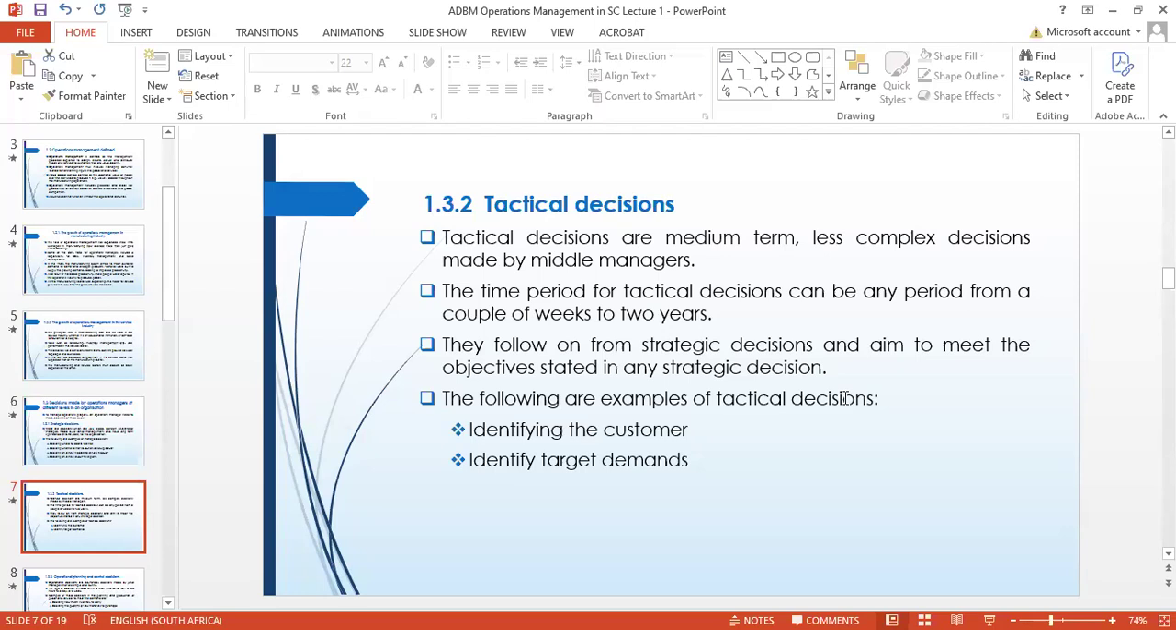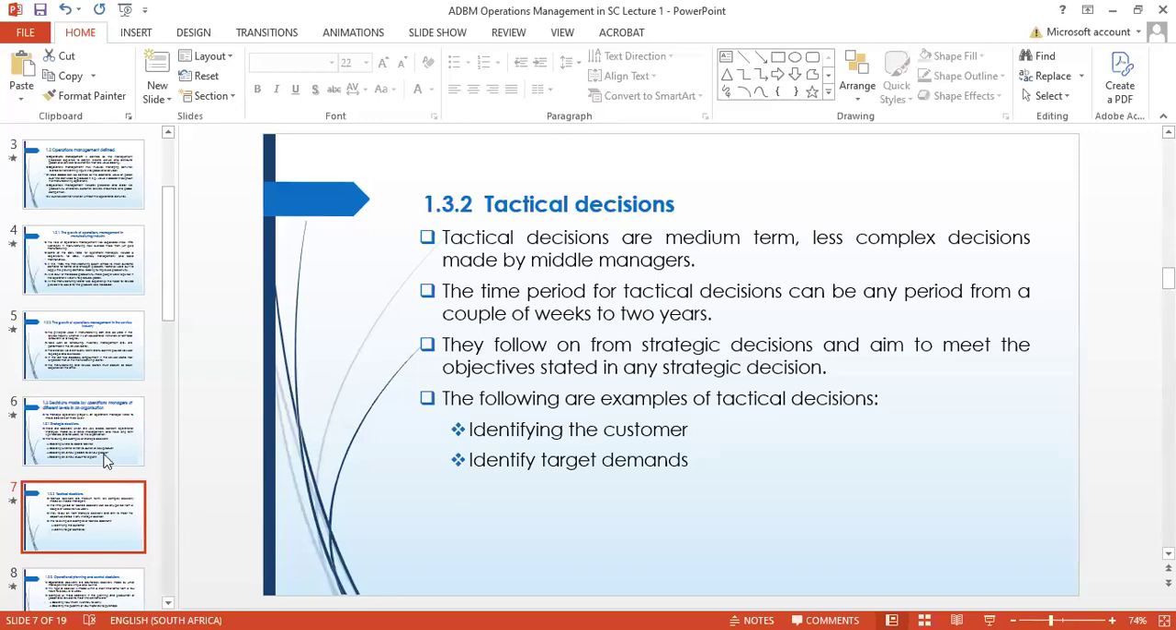Examples, we're talking of these decisions that are made by tactical managers or middle level managers, identifying the customer. The senior managers have identified the product. They've decided on the product to launch. A product has been launched. Now it is the middle level managers who must identify the customer for that product, and also identify the target demands. Who is the target demographic for this product that has been launched? So these decisions are made by middle-level managers.